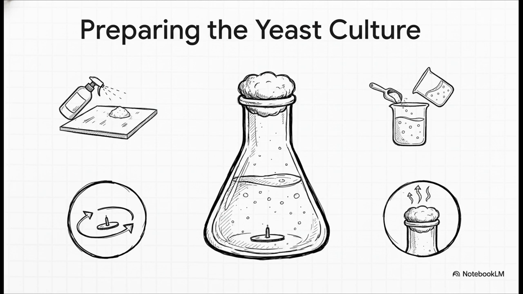We also add something called a magnetic flea. It's just a tiny magnetic bar that spins inside the flask, and it's a super clever way to keep everything stirred up so the yeast doesn't just sink to the bottom. And that cotton wool stopper lets gases out but keeps any nasty contaminants from getting in.